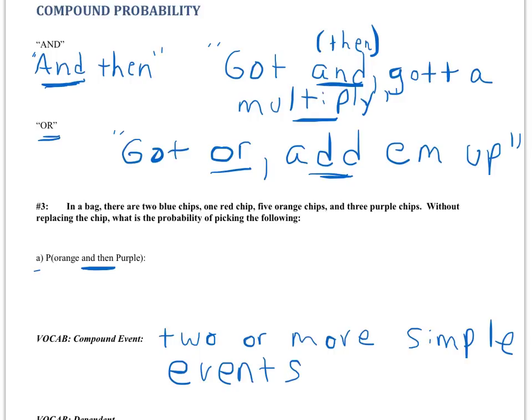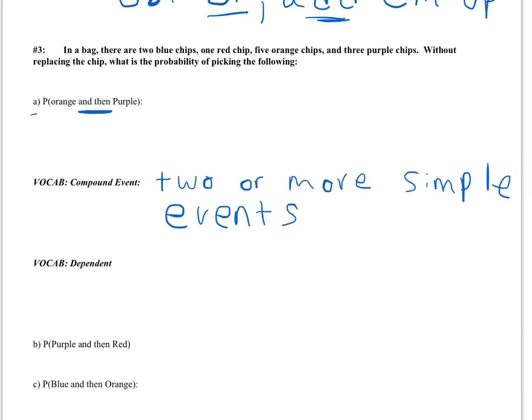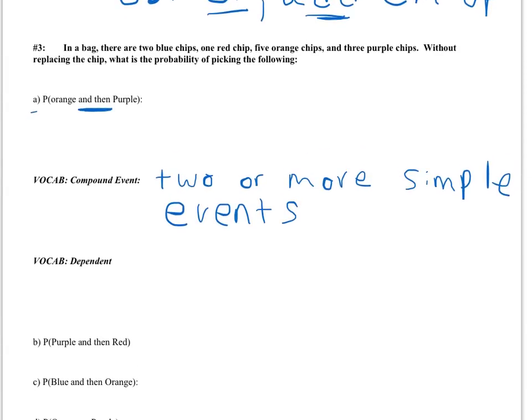Okay? So, let's go down to number 3 now. Alright, so in a bag there are 2 blue chips. Again, use cups, 2 blue chips. So blue, I should have just underlined blue, there are 2. Red, there's 1. And then orange, there's 5. And purple, there's 3. So this is very similar to the last one. Now, here's the key: without replacing. That is the most important part of this. Without replacing the chip, what is the probability? So we're figuring out the probability.